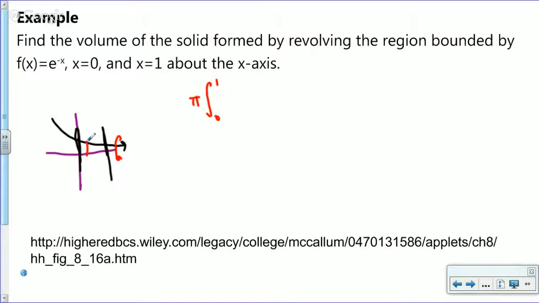Here's my radius, so do top minus bottom, so the black function minus the x-axis, so f of x minus 0, which is just going to be f of x, squared, dx. And if the problem is asking for setup only, it's completely appropriate to leave it as f of x, because that's what the authors of the problem called that function.